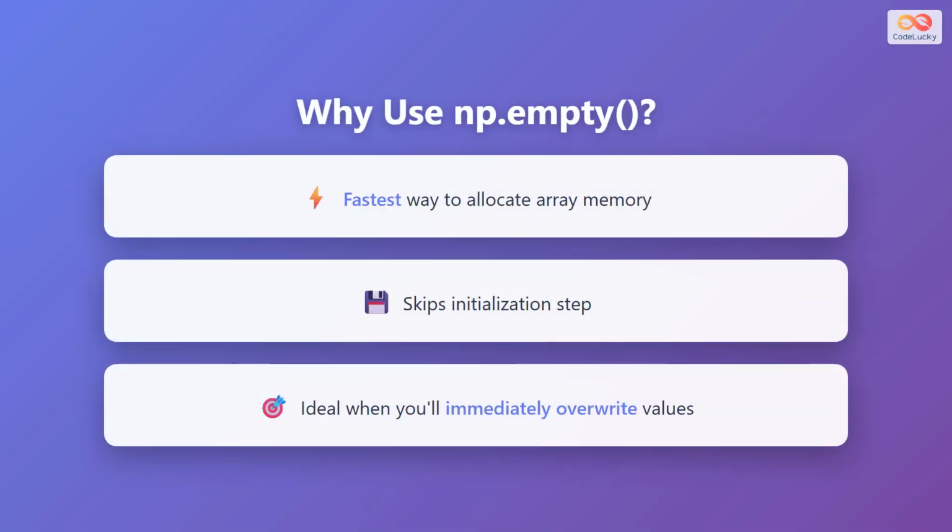np.empty offers 3 key advantages. First, it's the fastest way to allocate array memory because it skips the initialization step. Second, it avoids the overhead of setting values to 0 or any other default. Third, it's ideal for situations where you'll immediately overwrite all the values anyway, making initialization unnecessary.